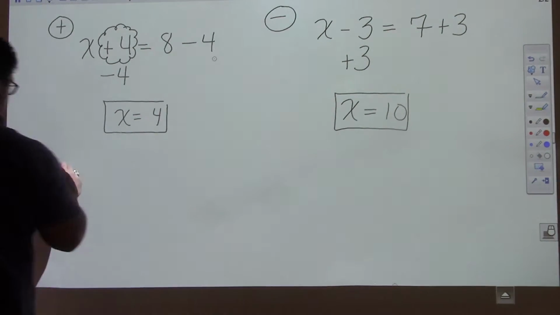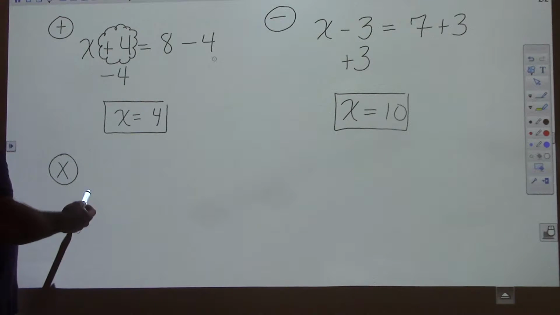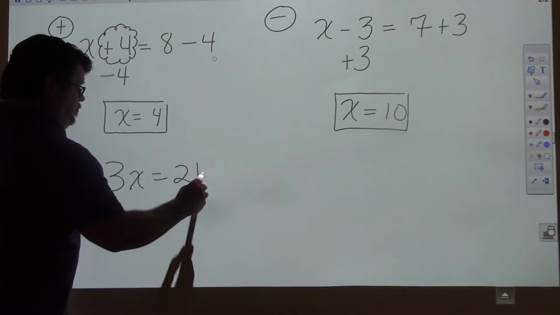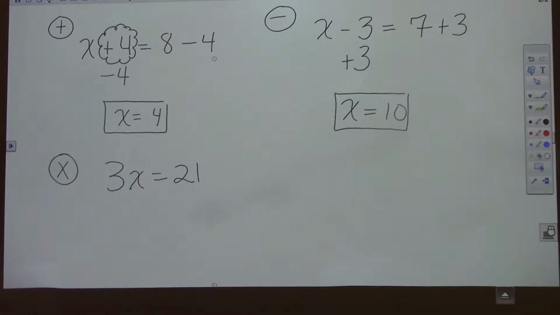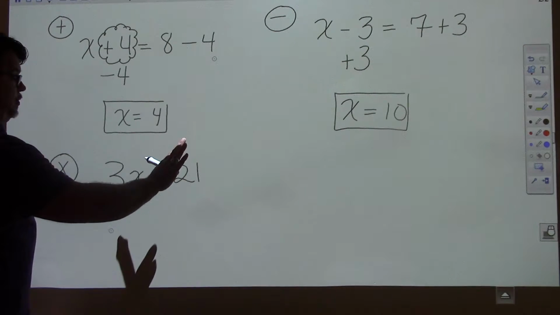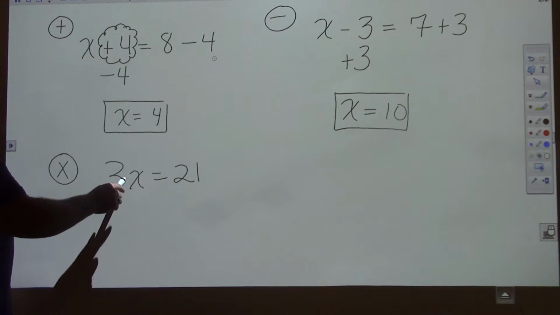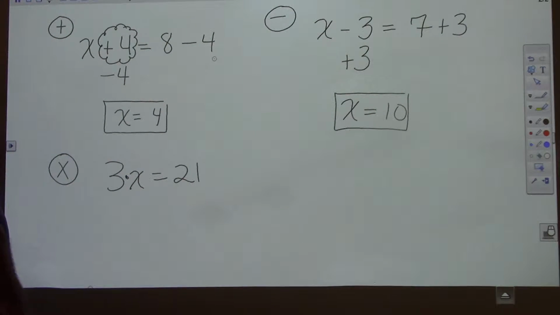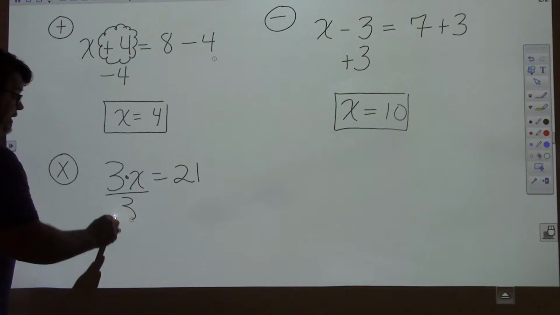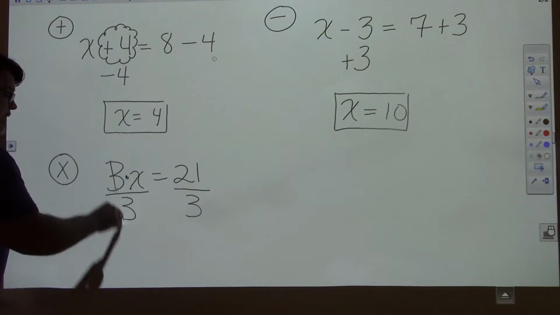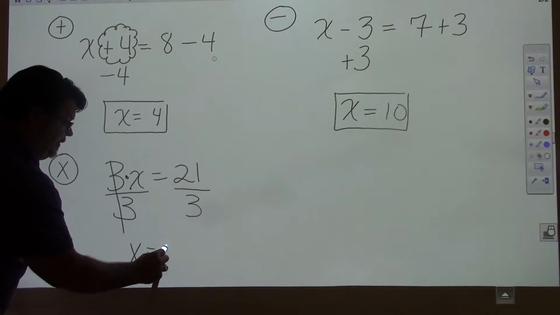Multiplication. 3 times x is equal to 21. Well, again, the 21 does not exist to you because you're focused on what? The x. How do you get rid of multiplying by 3? Jody divides by 3. Susie's got to divide by 3. And x is equal to what? 7.